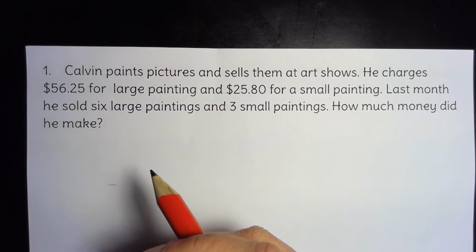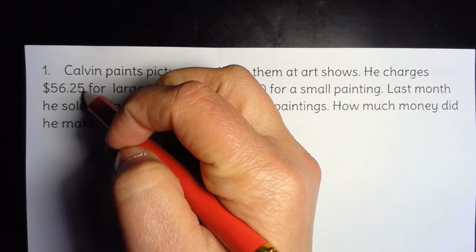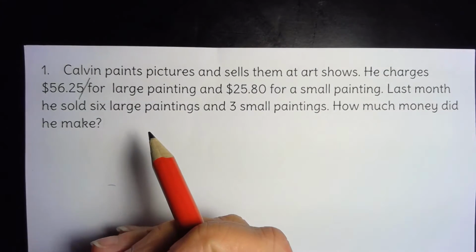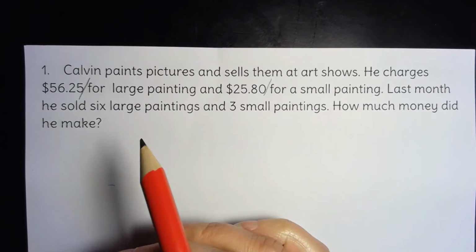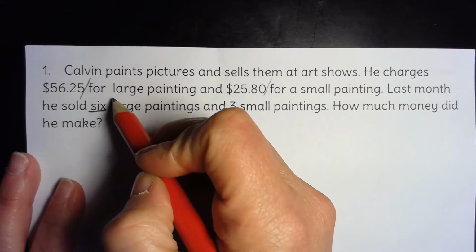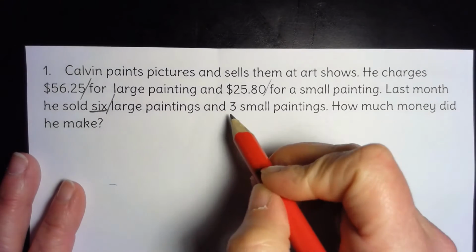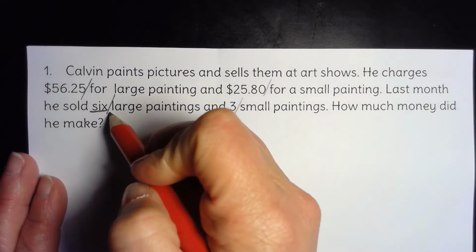Calvin paints pictures and sells them at art shows. He charges $56.25 for a large painting and $25.80 for a small painting. Last month, he sold 6 large paintings and 3 small paintings. How much money did he make?